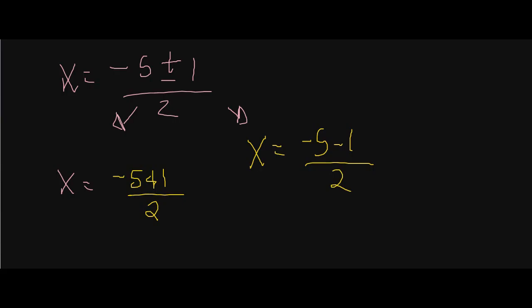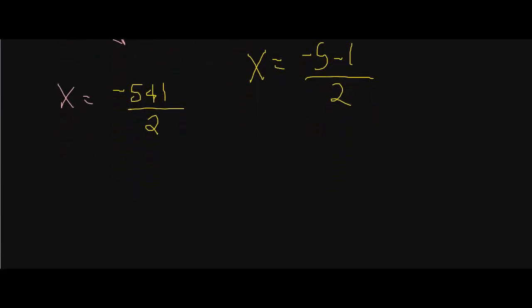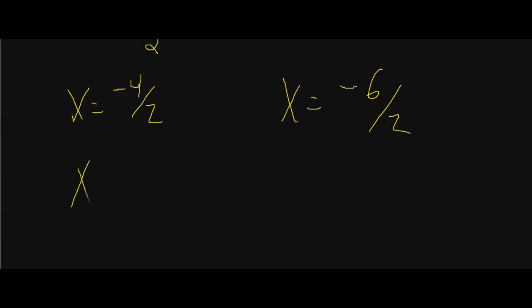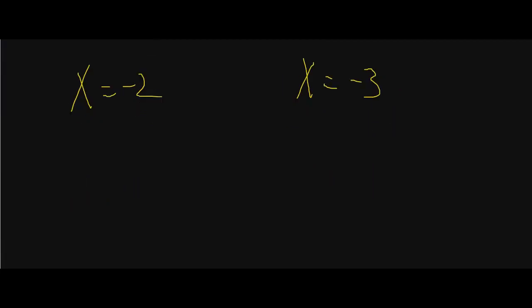All right. Now that we got that there, we just continue. Well, x is equal to negative 5 plus 1, which is negative 4, all divided by 2. And then we're going to get x is equal to negative 6 all divided by 2. We're going to get x is equal to negative 2 and x is equal to negative 3. So that means that our roots are located at negative 2 and negative 3. That means our roots are right here at this location, and our quadratic equation probably looks something like this here.